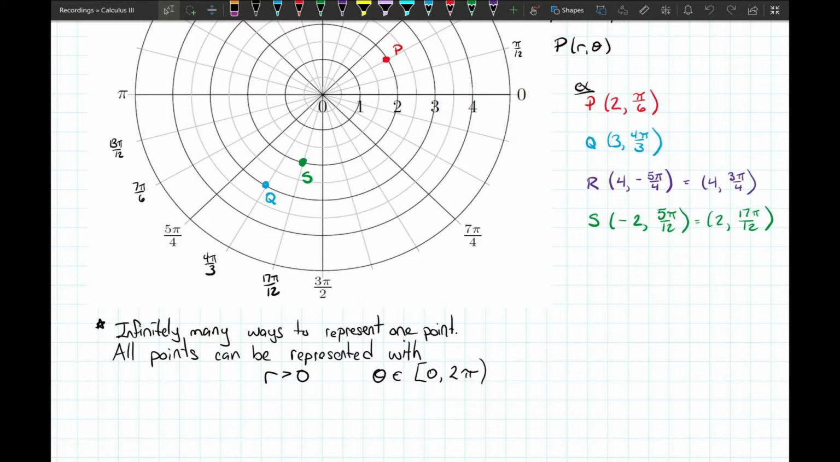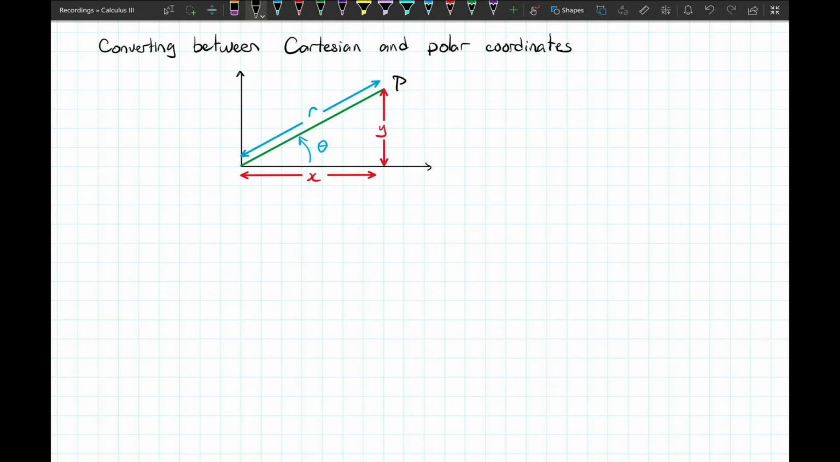Now it may really help to know how to convert between these two different coordinate systems. They should both cover all of our two-dimensional plane, so there should be a way to convert from one to the other. And I find it's very helpful to draw a little diagram so that you can remember a couple of these conversion formulas. Here you can see that I've overlaid the two different coordinate systems.